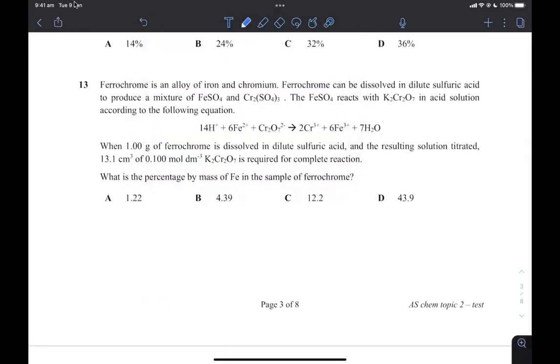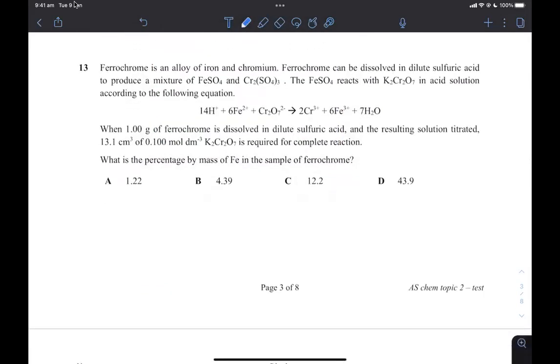Okay, this is a long calculation question, all right? This is called potassium dichromate(VI). As you know, if you think about the potassium, you have 2 of that, K+, and you have Cr2O7 2-. This is called dichromate(VI). Very, very popular in AS organic chemistry. This is the orange oxidizing agent for alcohols, okay? Anyway, so we have ferrochrome. Ferrochrome is an alloy. A year 9 chemistry student would tell you that an alloy is a mixture of metals, iron and chromium. So your job is, what is the percentage of iron in the sample of ferrochrome?